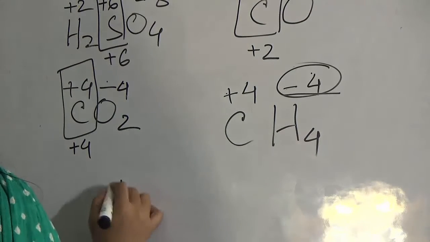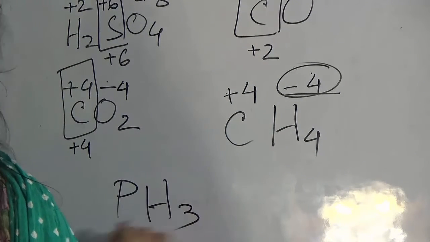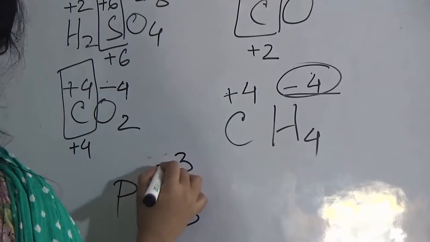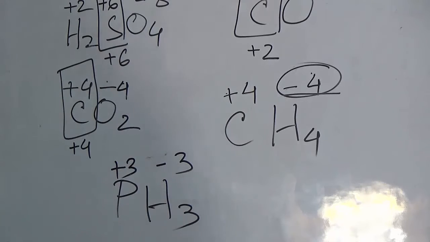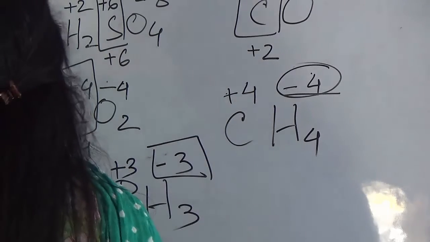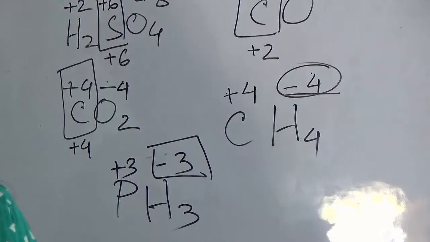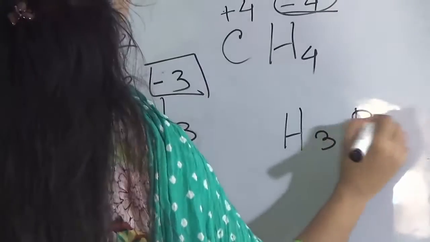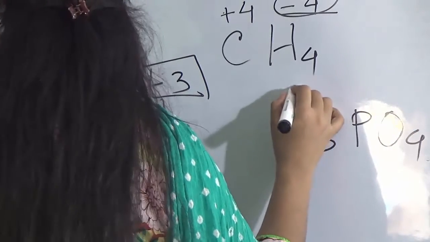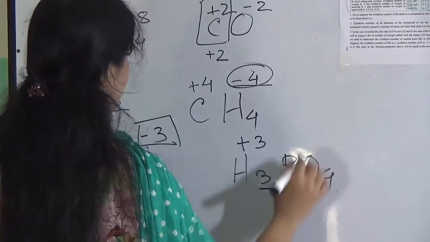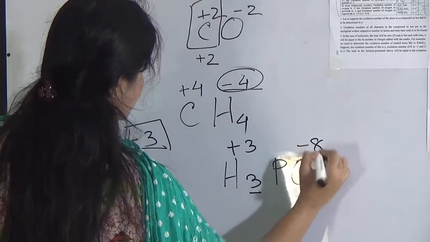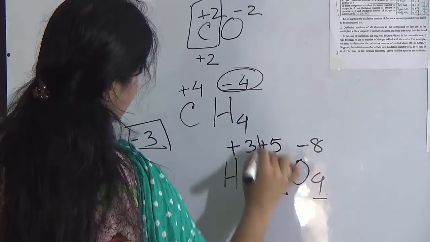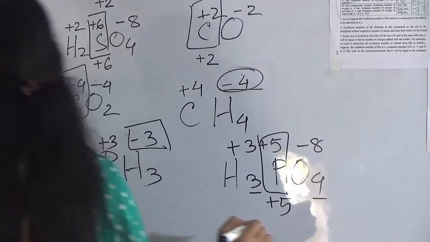Now come to phosphine, PH3, that will be -3, it will be +3. Here also the oxidation number of hydrogen is negative. Now come to phosphoric acid, H3PO4. It will be +3 because there are 3 atoms, and -8, 2 into 4 is 8, then here will be +5. So the oxidation number is +5.